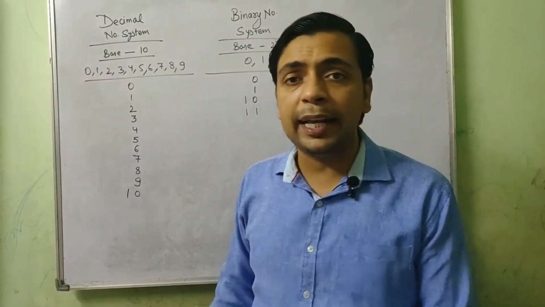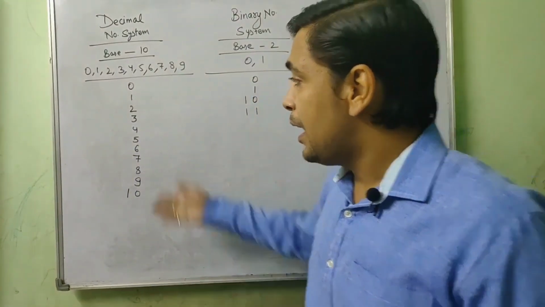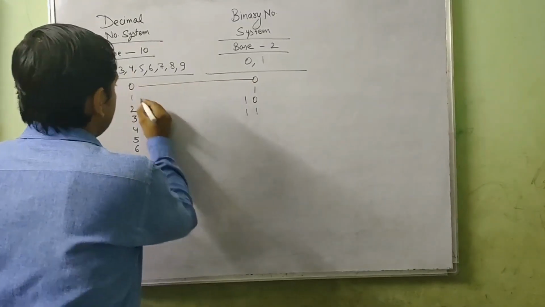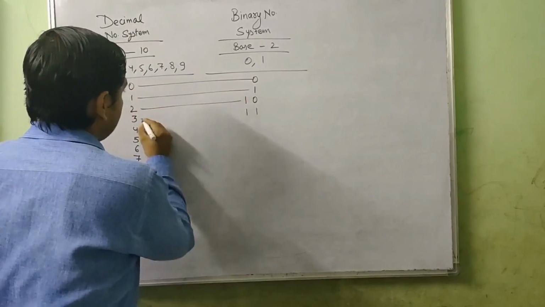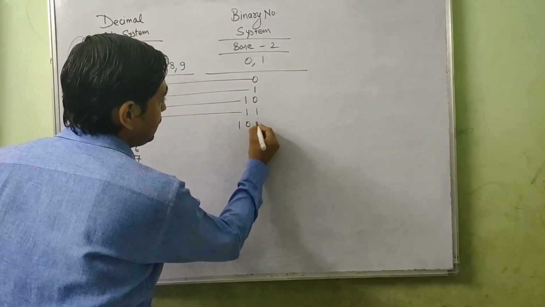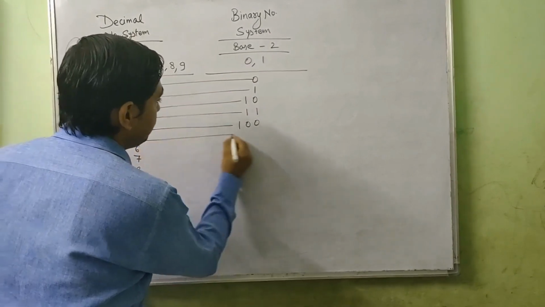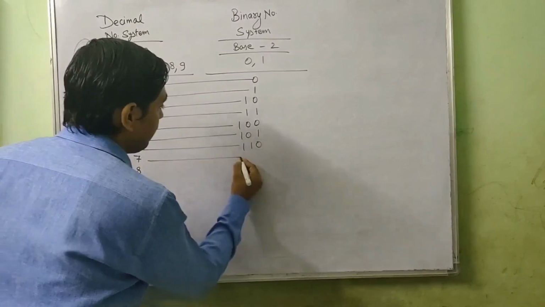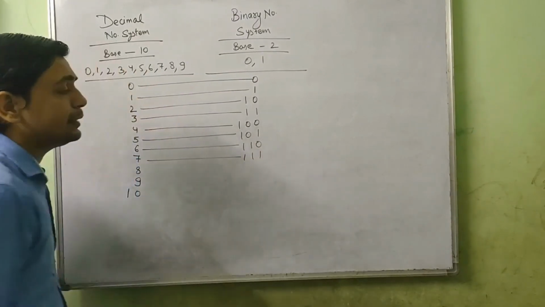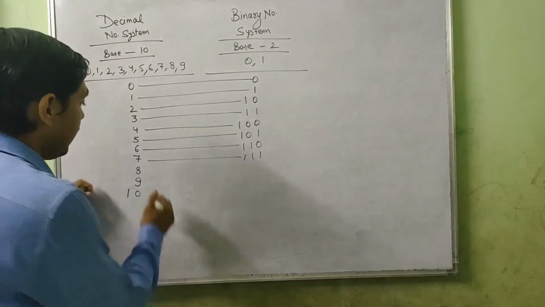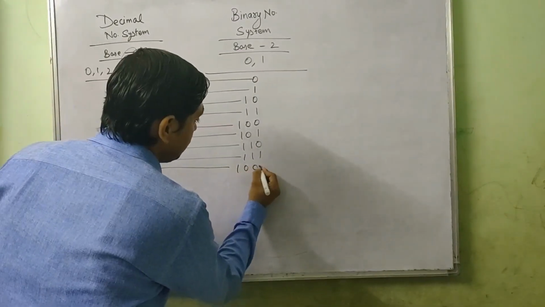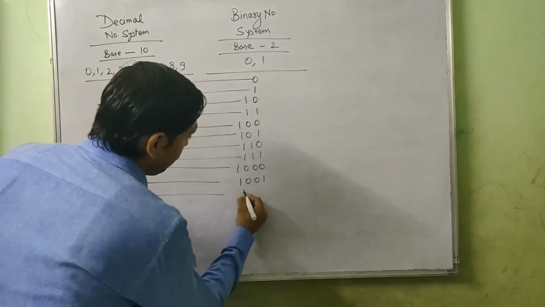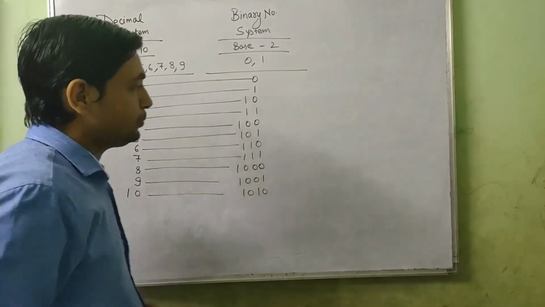We will see about octal and hexadecimal also, but let's first represent at least 11 values in binary. So 0, 1, then 2 is 10, 3 is 11, now 4 is 100, 5 is 101, 6 is 110, 7 is 111, and you can see this is the largest 3-digit number in binary. 8 is 1000, 9 is 1001, 10 is 1010, and so on.